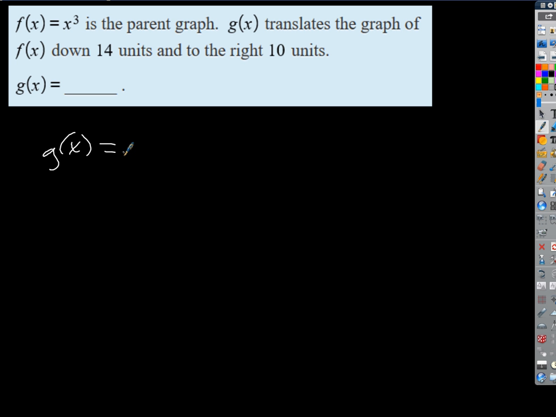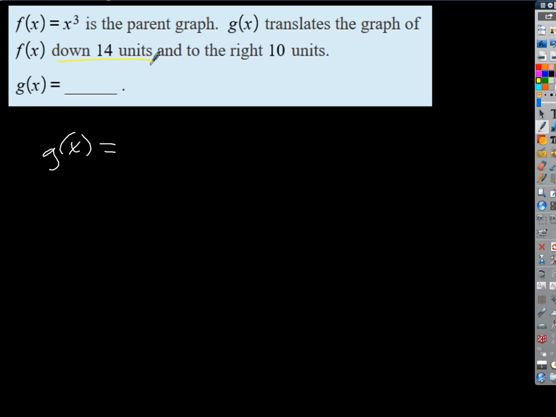Let's everybody just click these all the way close, please. So what's that going to do? What does this part right here do? If we're going to translate down 14 units, what's that do? Yes, sir? Subtract 14.